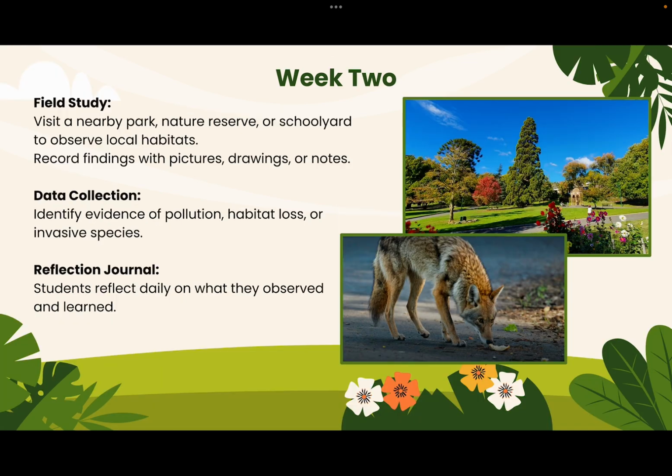Moving on to week 2, we're going to have the class move outside of the classroom and actually observe their environment around them in person. By visiting a nearby park, nature reserve, or schoolyard, we'll record individually our findings with pictures, drawings, or notes. I'll then ask for them to identify evidence of pollution, habitat loss, or an invasive species that they can identify. Students will reflect daily on what they observed and learned for the rest of the week.